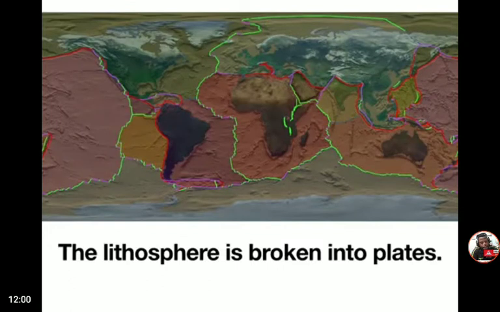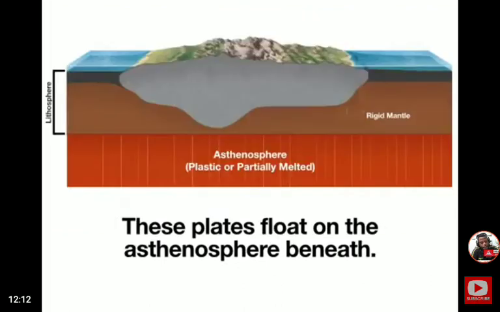But this is the solid outer part of the Earth that we live on. Some of the plates are all oceanic crust, some of them are all continental, and some are a combination of the two. That's going to become important. Keep in mind that we do have these two distinct types of crust.